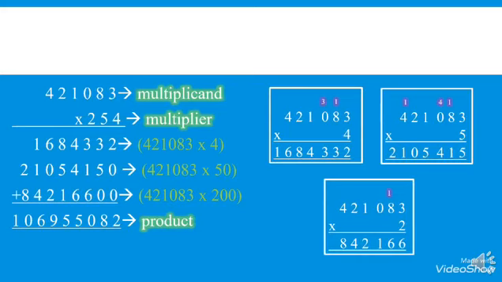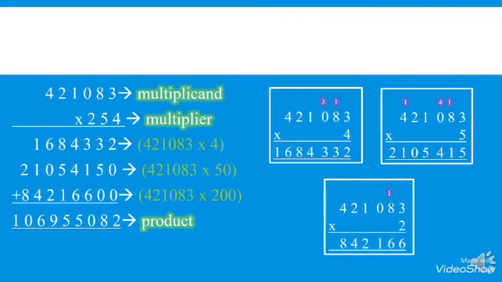First we write the number in the vertical form. Then we start the multiplication. We will start multiplication with 4 of the multiplier, which is at the unit place. 4 3s are 12. We will write 2. 1 will be carry. 4 8s are 32, plus 1, 33. You will write 3.